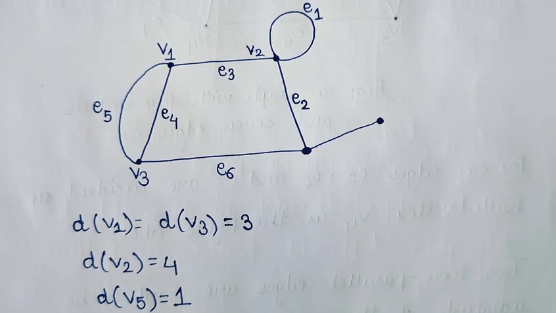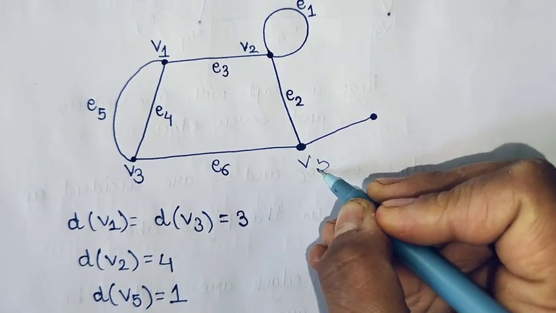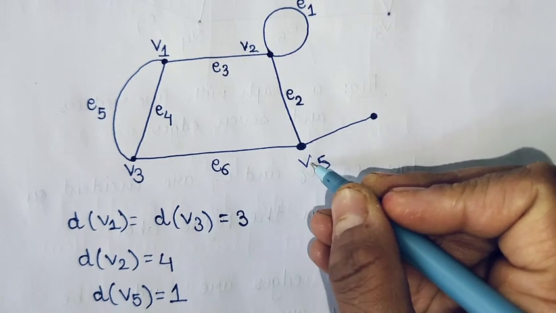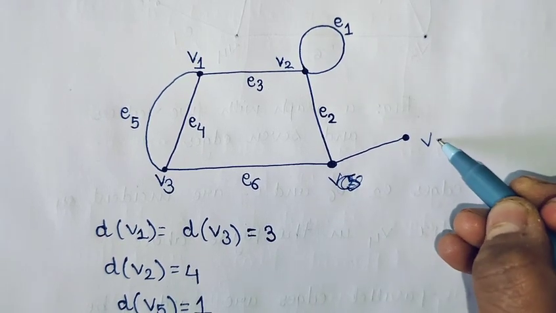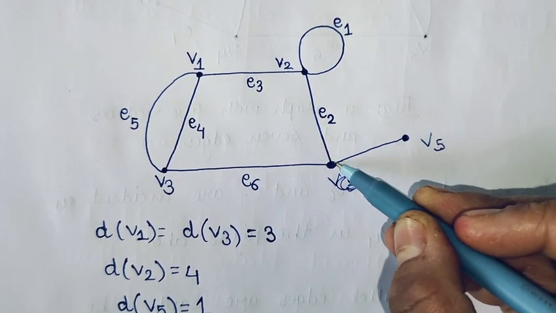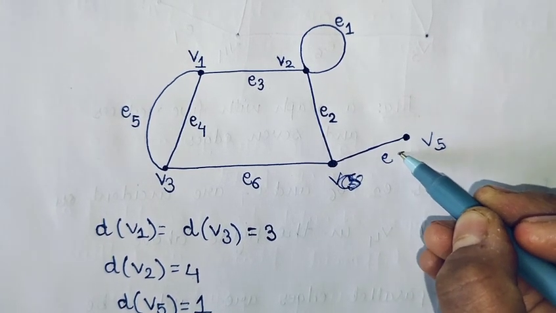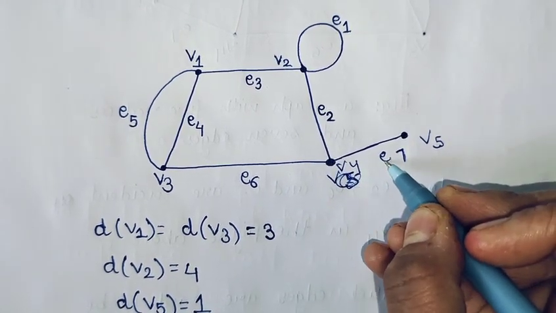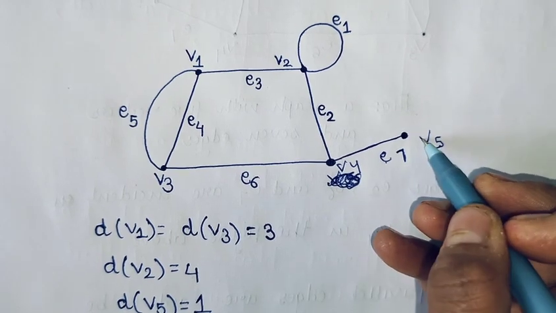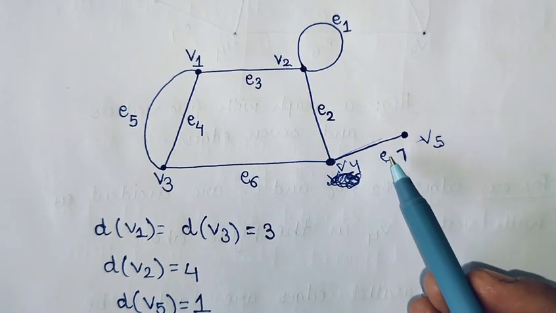Now let's calculate the degree of vertex V5. This is the vertex V5. So the degree of vertex V5 is 1 because there is only one edge incident on this particular vertex, which is edge E7. Hence the degree of vertex V5 is 1 because it has only one edge incident on it, which is edge E7.